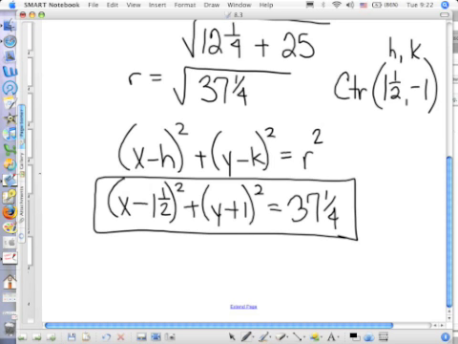So if you were given the endpoints of the diameter, that's going to be one of your hardest type problems tonight, because you will have to first find the midpoint, which is the center. Then you will have to find the radius. Then you will be able to write your equation. All right?